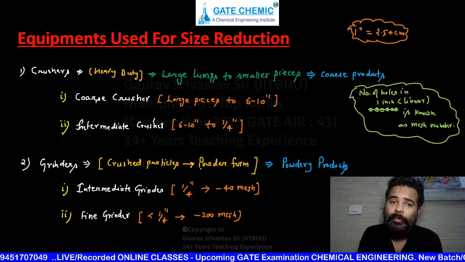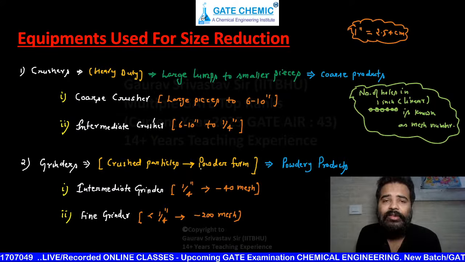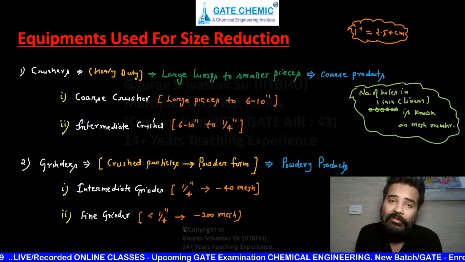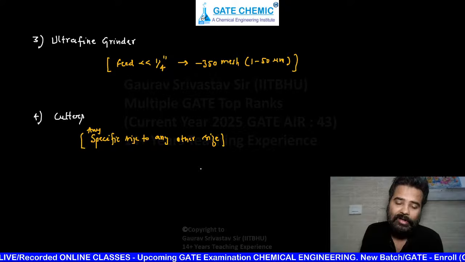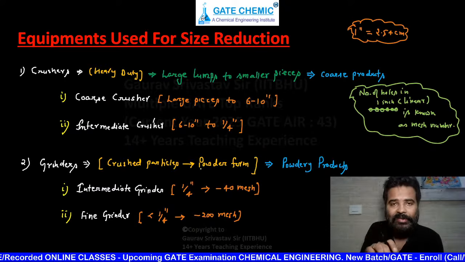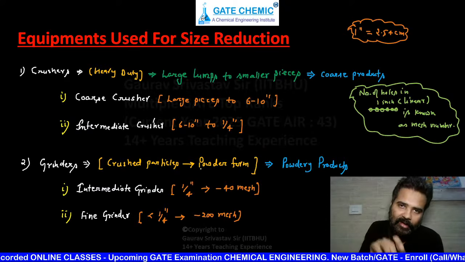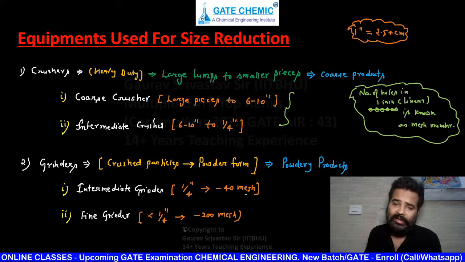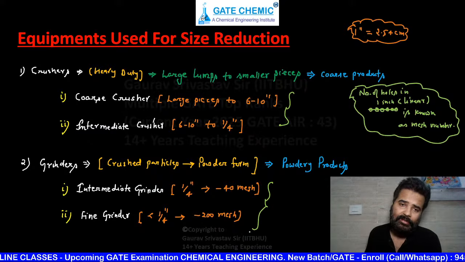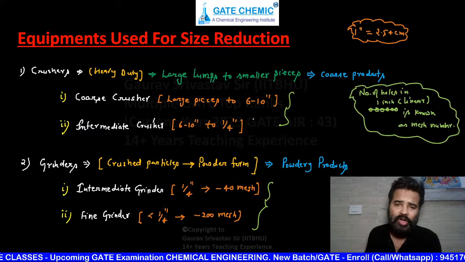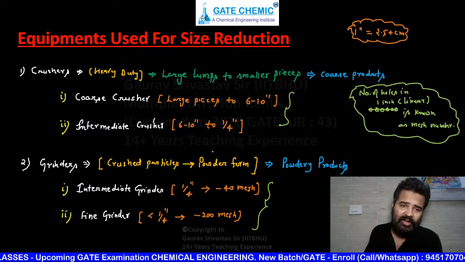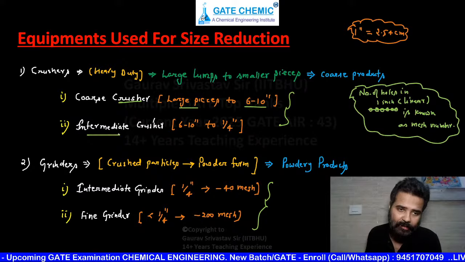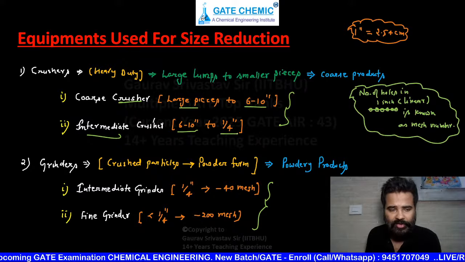Now here also, equipment used for size reduction: crushers. You can classify them like crushers, grinders, ultrafine grinders, followed by the last one, cutters. Here just their respective size ranges are given, and please also no need to learn these all. Just see, coarse crusher means very large to some 6 to 10 inch. Intermediate means 6 to 10 inch to 1 by 4 inch.